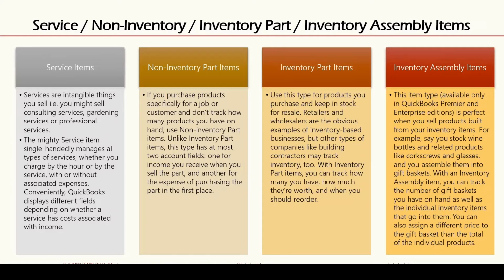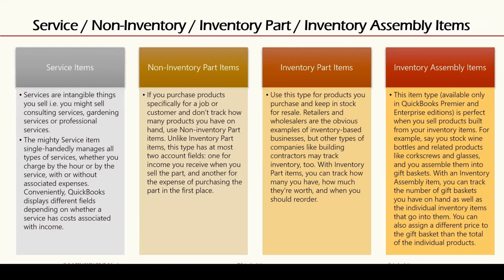Conveniently, QuickBooks displays different fields depending on whether a service has costs associated with income. The next is non-inventory part items. If you purchase products specifically for a job or customer and don't track how many products you have on hand, use non-inventory part items. Unlike inventory part items, this type has at most two account fields. One for income you receive when you sell the part, and another for the expense of purchasing the part in the first place.